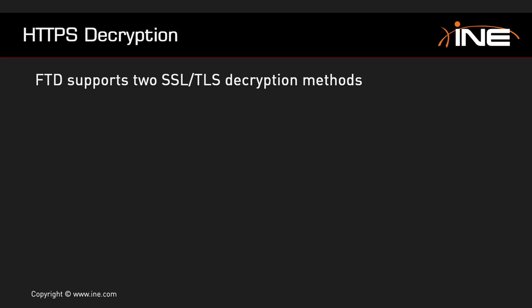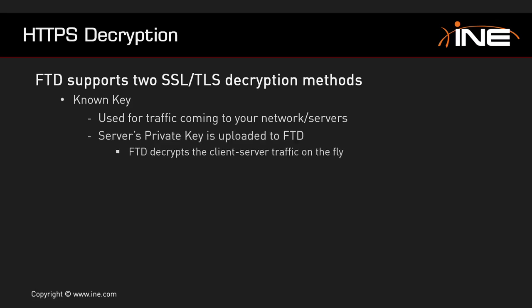All right, now let's talk a little bit about internals of the decryption process. There are actually two ways how FTD performs the web decryption. One is to use the so-called decrypt known key action, which is generally intended for communication destined to your network, to your servers. Like when someone is connecting to your public address on the DMZ, and this is a web server, you support SSL/TLS or just HTTPS in general, and you want to see what the client is sending to you. Now, for this to work, you will have to upload the server's private key.